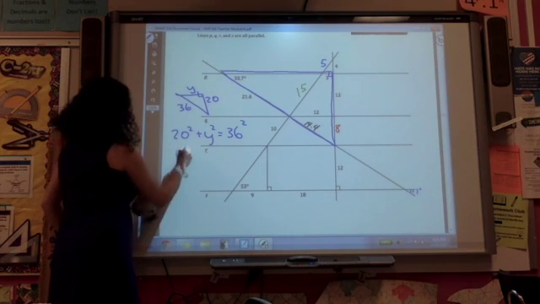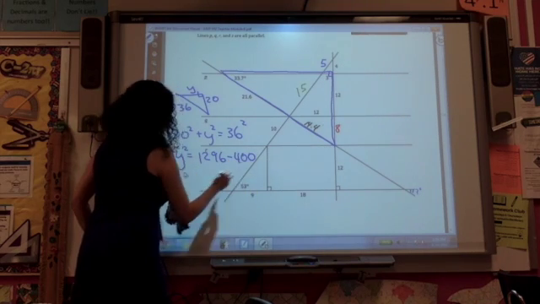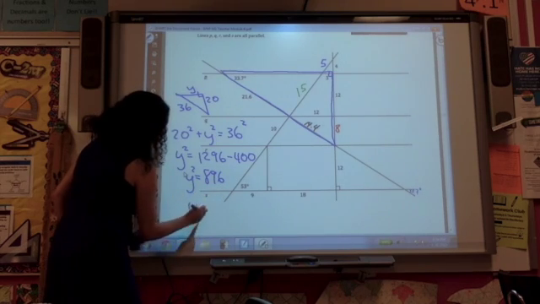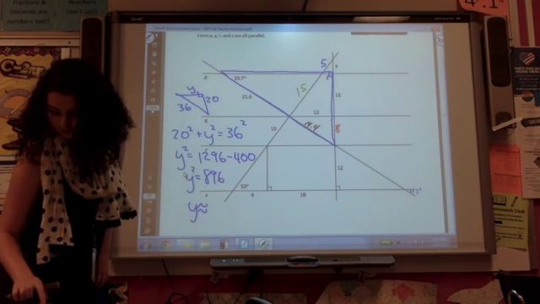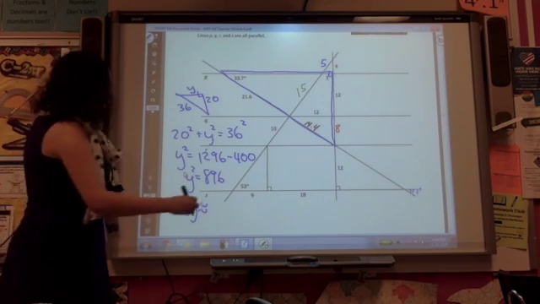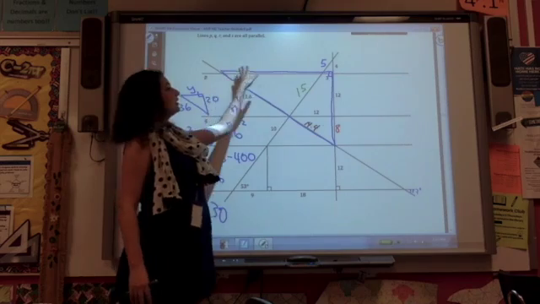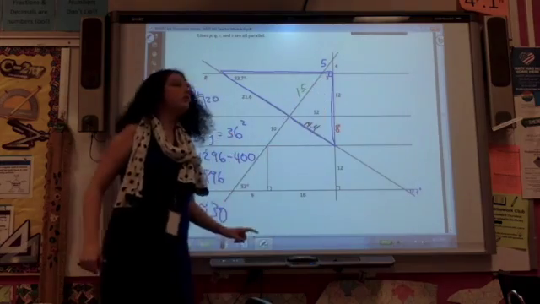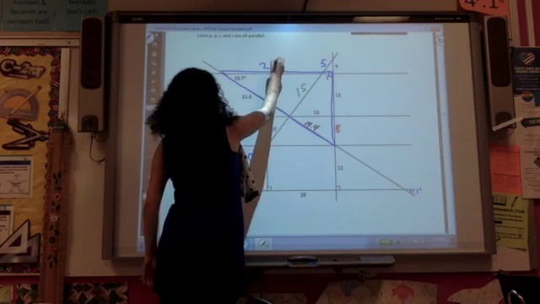Okay, so y squared is equal to 1,296 minus 400. Y squared equals 896. So y is approximately 30. But don't be too hasty. We said that this entire side length is 30. Don't forget that we have this 3 right here. So if we want this section, we want to do 30 minus 3, which is 27.